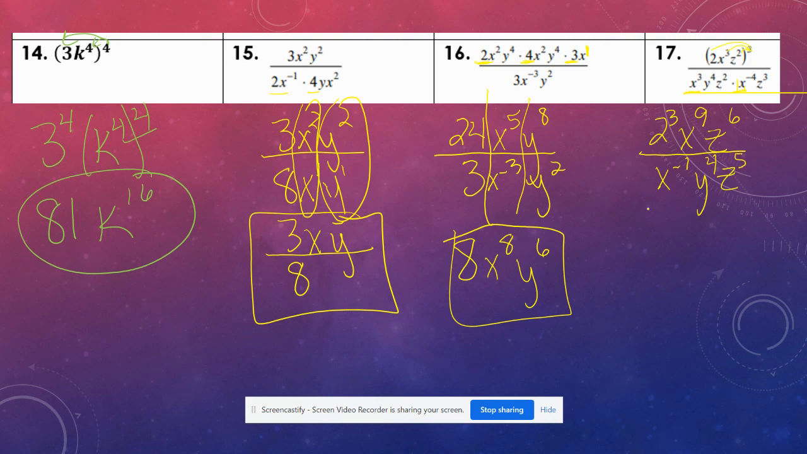So if I clean this up, 2 to the third is 8. 9 minus negative 1 is x to the 10th. The y has nothing to compare it to, so that's going to have to stay y to the fourth on the bottom. And then for our z's, 6 minus 5 is 1. So we have z to the first.